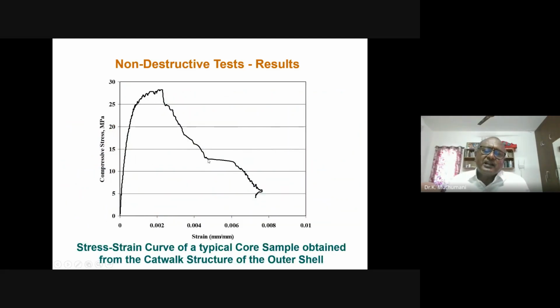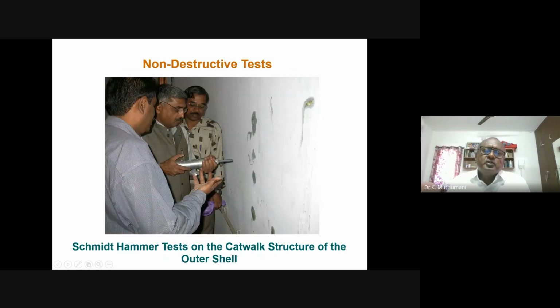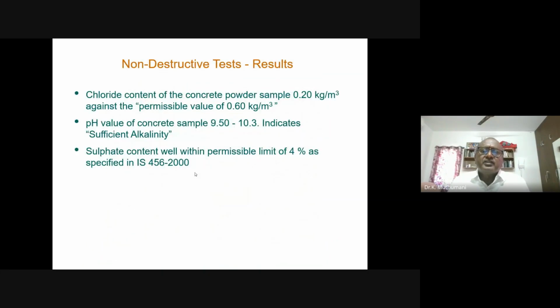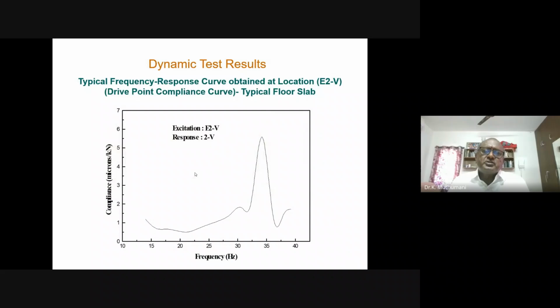The strain capacity also is not bad, as the case may be. As you can see here, this is the stress-strain curve of a cylinder. This is good. We also did the Schmidt Hammer test, took powder samples, and took everything, and everything is good. I don't want to go into all that except to say that everything is good.